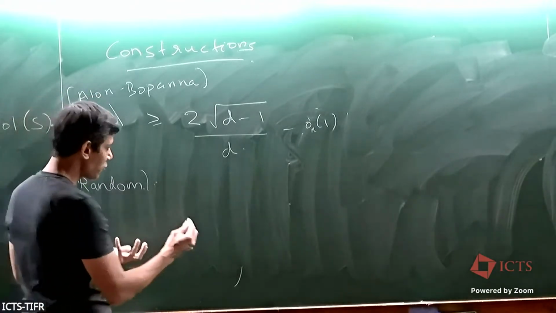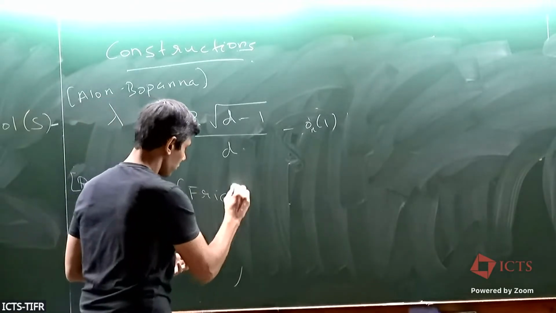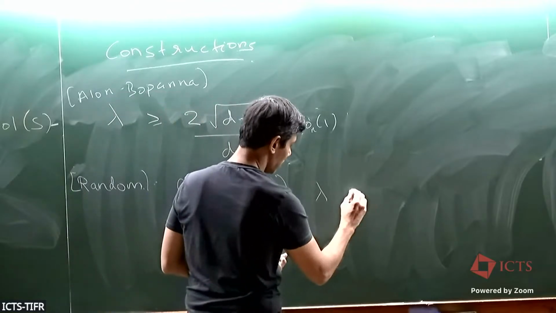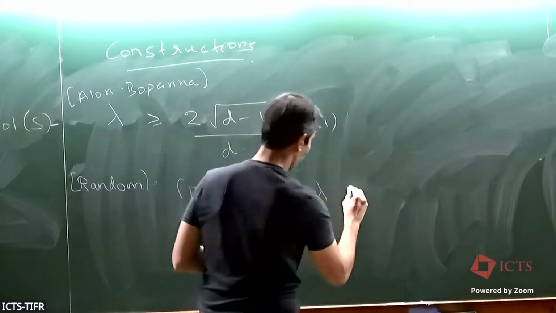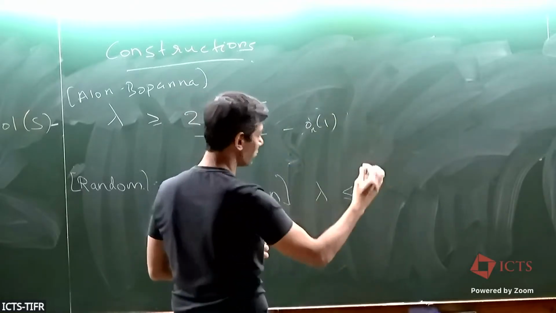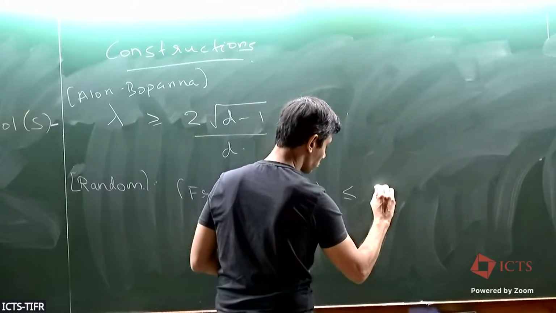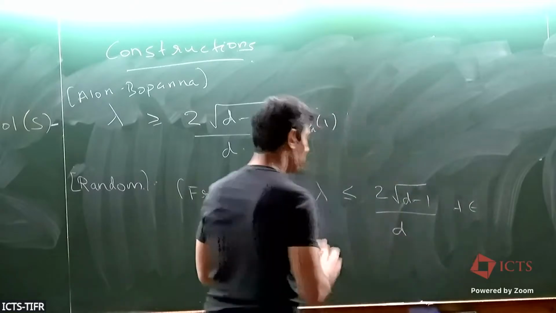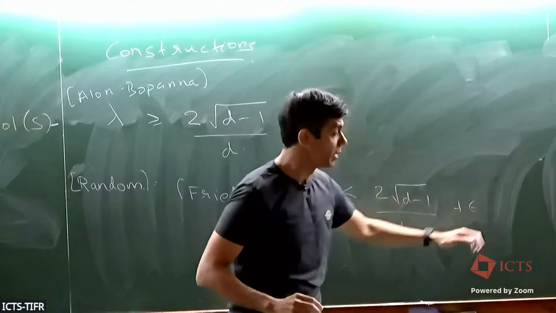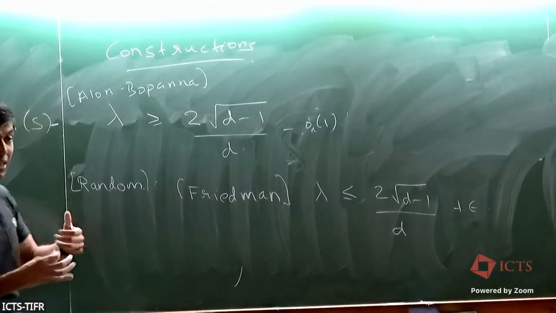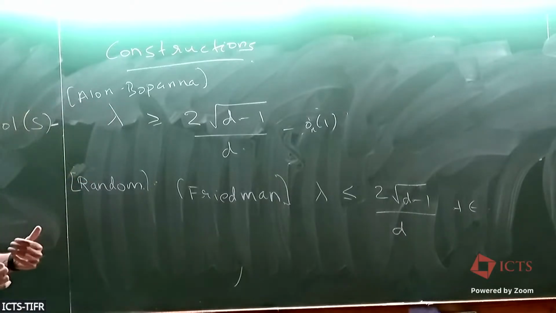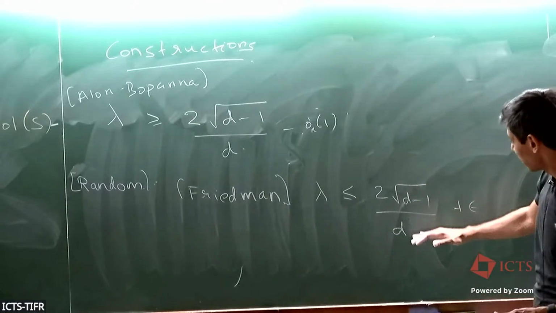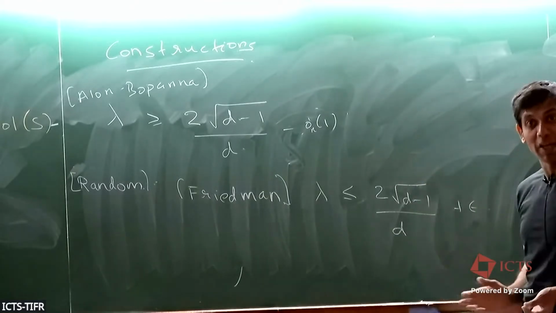And there is actually a result of Friedman which shows that for random graphs, lambda is roughly this small, where the little o of 1 becomes a plus some small epsilon with high probability, where the probability depends on epsilon. If you just pick a random d-regular graph, this is a fairly non-trivial result, but it also says that you can get fairly optimal constructions by picking things at random.